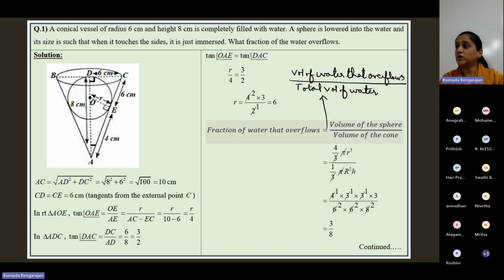I've written continued because the answer ends here. Continued is I have an alternate solution. For that, I've written continued. The answer ends here. This is the end of the answer.